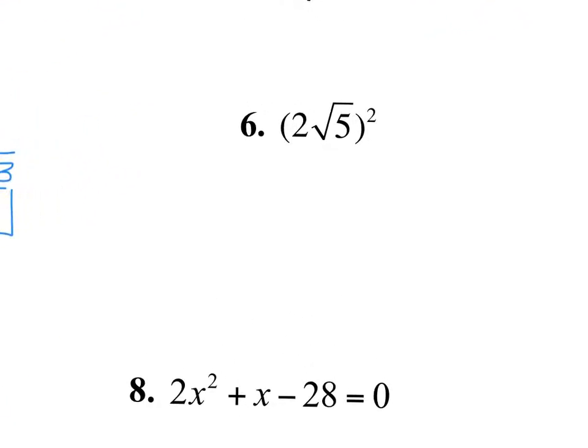Okay, number 6. What do you do? Would it be 8? No. So you're squaring this whole thing, which means you're squaring the 2, and you're squaring the square root of 5. What's 2 squared? 4. What's the square root of 5 squared? 5. So 4 times 5 is 20. Okay?